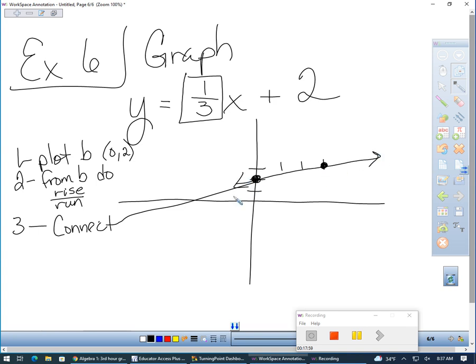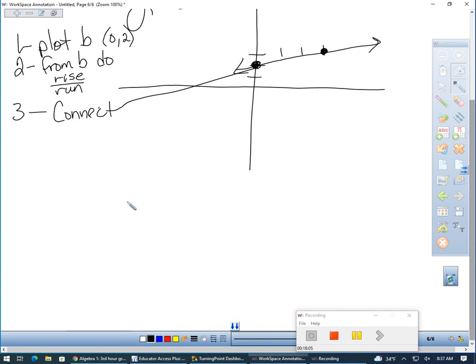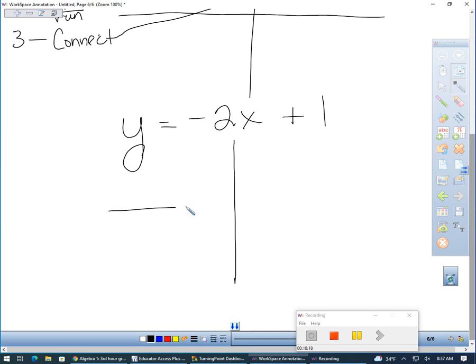I know, I'm sorry. So one more really quickly, and then I'm done. So I want you to graph y equals negative 2x plus 1. So we start to graph this by plotting the b value. b, in this case, is 0, 1, right? So we put a dot at 0, 1 on the y-axis.